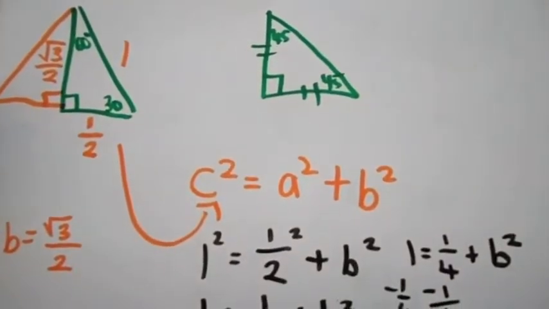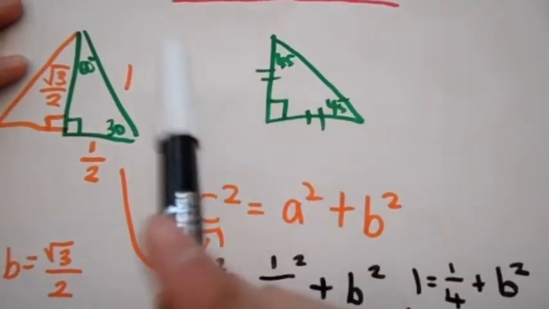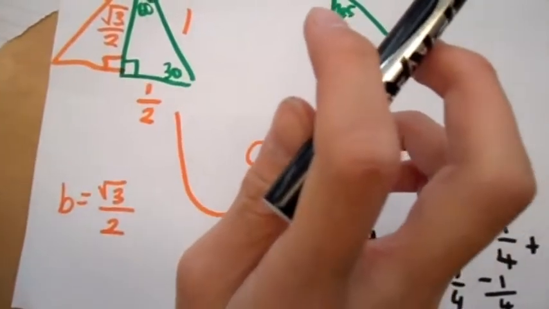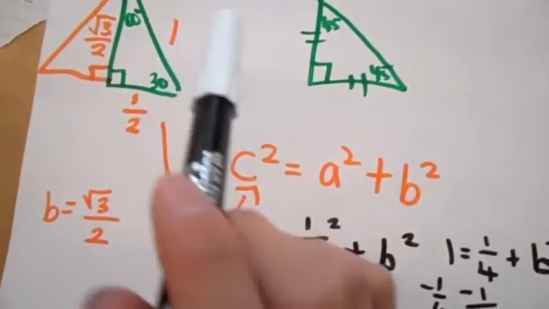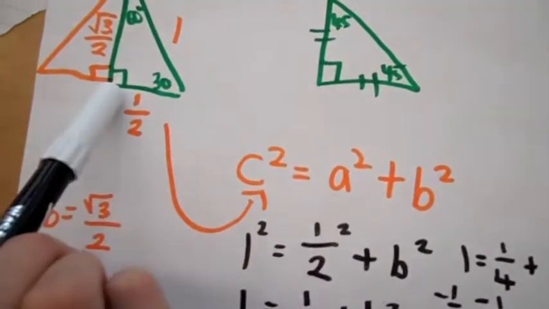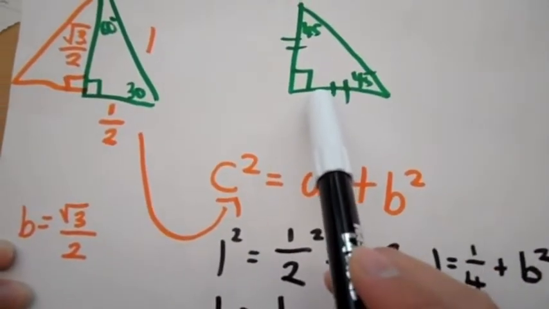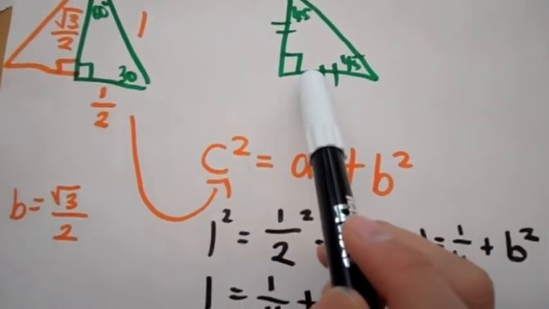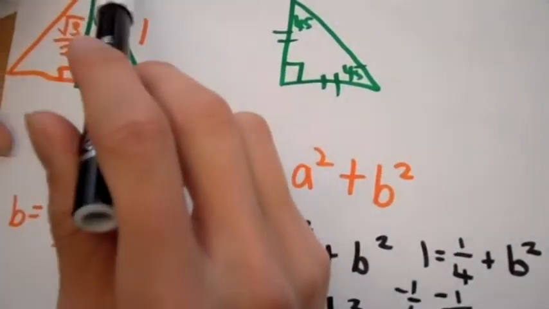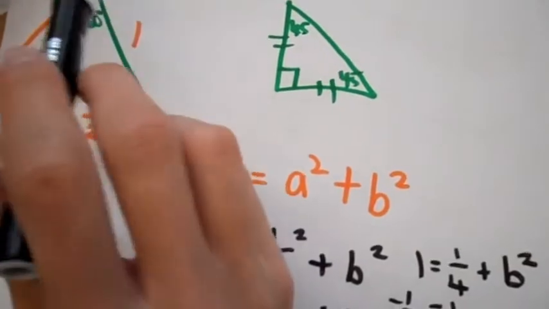So, today I'm going to teach you about special triangles. There are two types of right triangle: the 30, 60, 90 or the 45, 45, 90. So the 30, 60, 90 comes from an equilateral triangle.